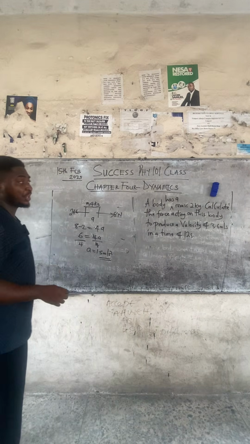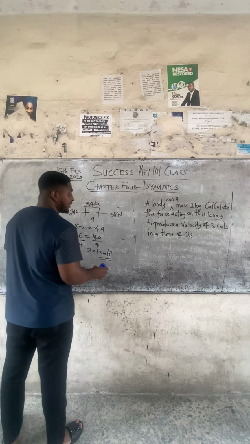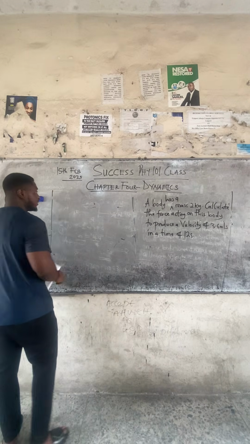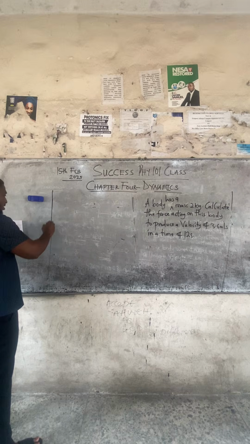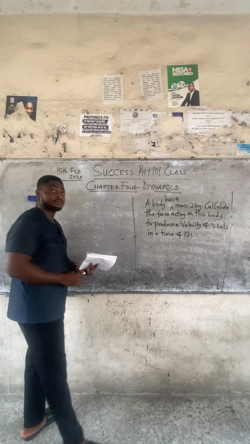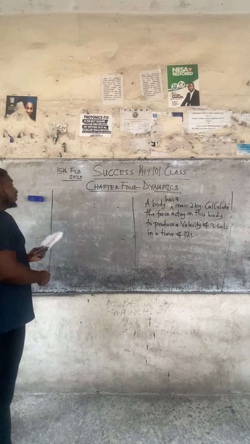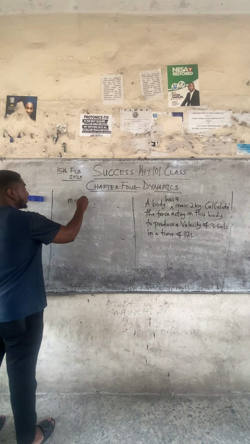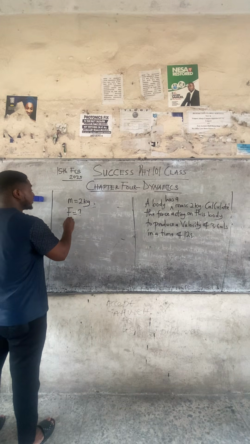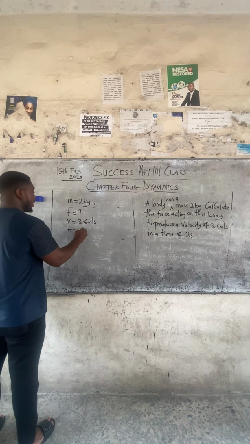A body has a mass of 2 kg. Calculate the force acting on this body to produce a velocity of 3.6 meter per second in a time of 12 seconds. A body has a mass of what? 2 kg. Calculate the force. We don't know the force. Produce a velocity of 3.6 meter per second in a time of 12.